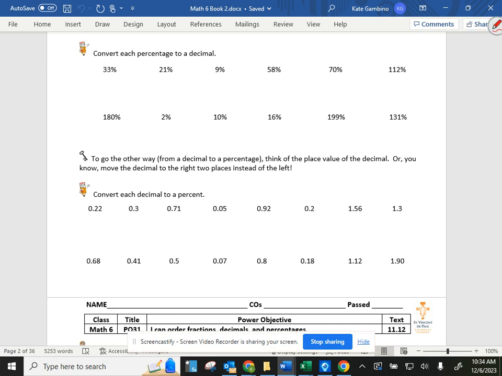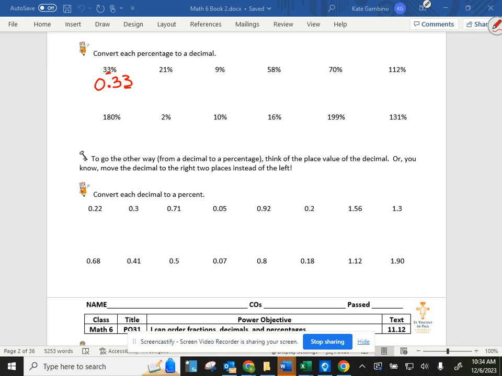33%. What would the decimal be? Madeline? 0.33. 0.33, because I know that last digit of my percent has to be in that hundredths place. Let's look below it.